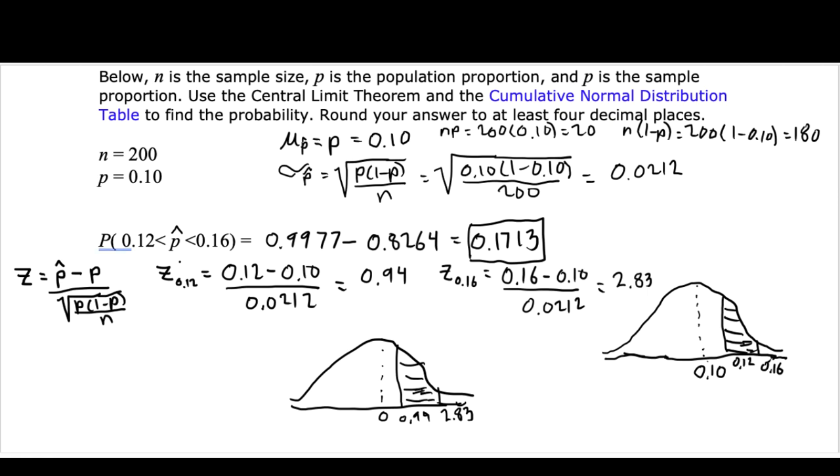The probability that the sample proportion falls between 0.12 and 0.16. So that is how you would work out a problem like this one.